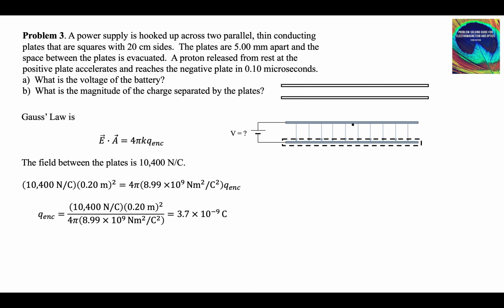3.7 times 10 to the minus 9th coulombs. And our Gaussian surface has the whole plate. So the magnitude of the charge separated by the plates is 3.7 nanocoulombs. This means there's plus 3.7 nanocoulombs on one side, minus 3.7 nanocoulombs on the other side. That's problem 3.